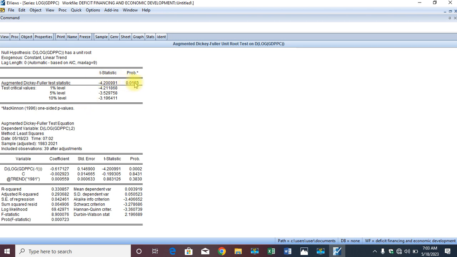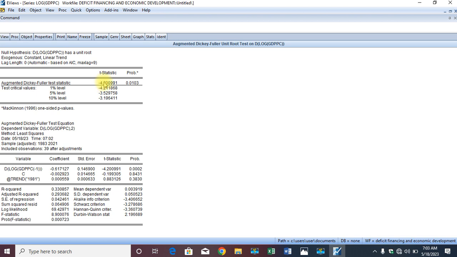And the p-value is now 0.0103, which is about 1%. And whenever the p-value is less than 5%, the null hypothesis will be rejected. That means that this null hypothesis will now be rejected: GDPPC does not have a unit root problem.